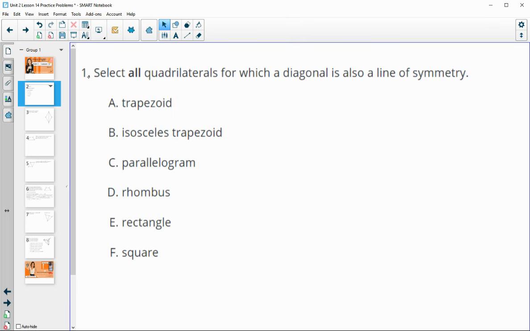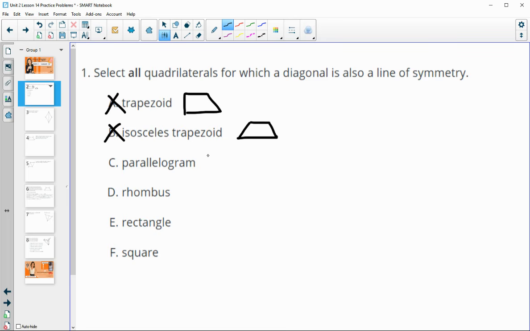Number 1 says select all quadrilaterals for which a diagonal, so at least one diagonal, is also a line of symmetry. So for a trapezoid, that would not be true. Isosceles trapezoid would not be true either. Parallelogram, just a parallelogram that's not any of these other things, that would be no, the diagonal is not going to be a line of symmetry.